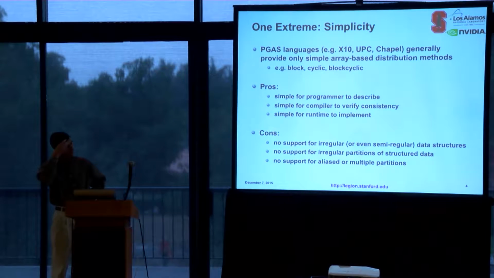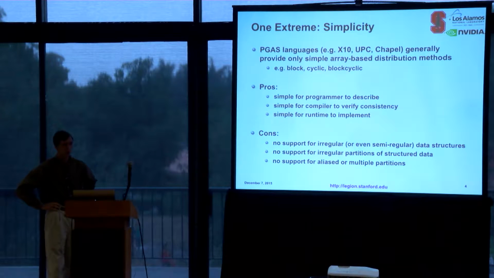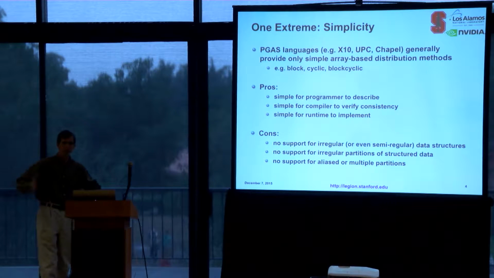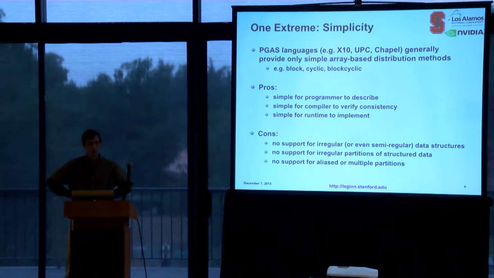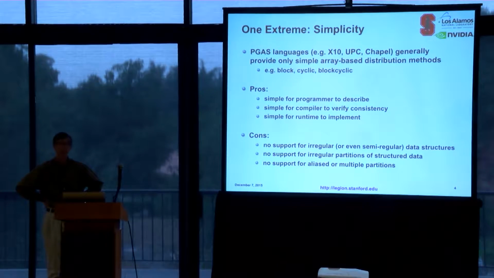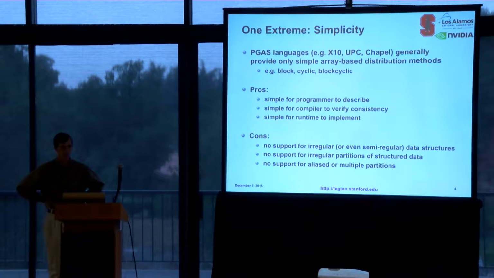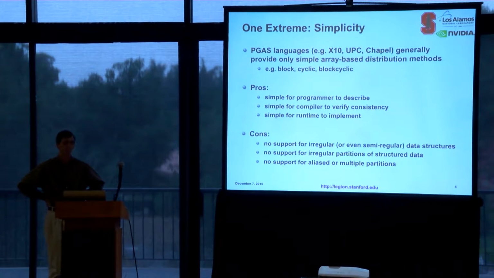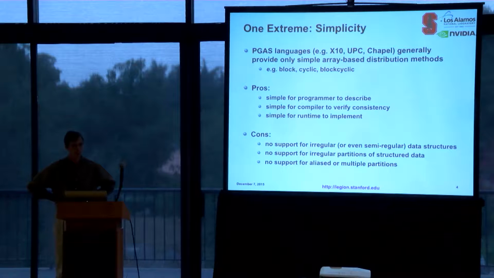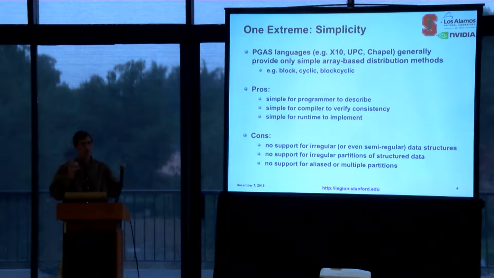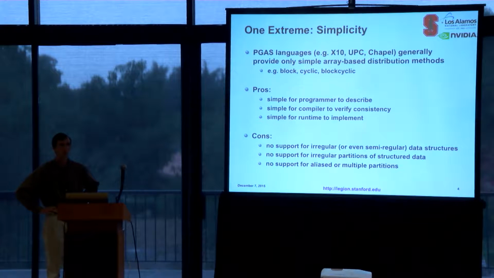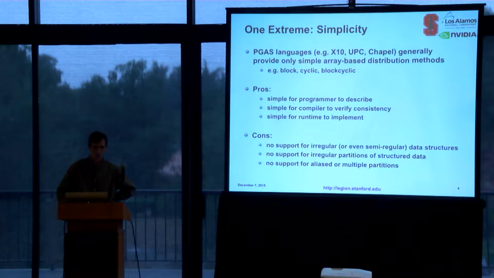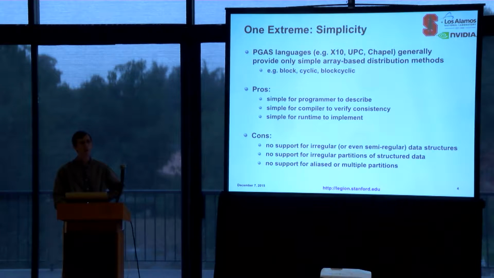On the flip side, there's basically no support for irregular or even semi-regular data structures. You basically have to mash them into these existing distribution methods. There's no support even for irregular partitions of structured data. Again, you have to find some way to make it look like either a block distribution, a cyclic distribution, or a block cyclic distribution. And finally, these distributions are tied to the exact mapping onto the machine, so there's no support for aliased or multiple partitions either. So again, there's pros and cons. This is one place you can be on the spectrum.